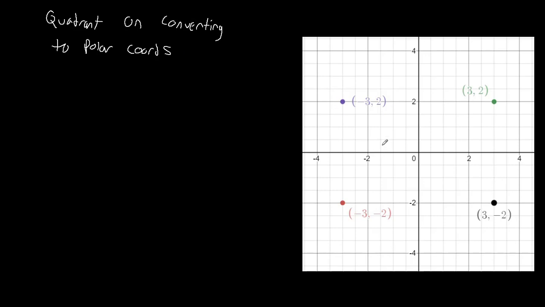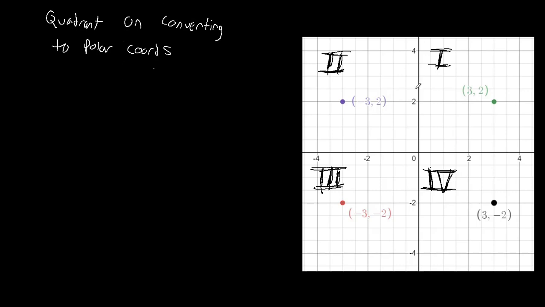Right, so I've got 4 different points here. This one we've already done before, where we are in quadrant 1. So in case you've forgotten, this is quadrant 1, and that's quadrant 2. This is quadrant 3, and then this is quadrant 4. What I want to do is talk about what happens when we convert to polar coordinates from 1, 2, 3, and 4, and talk about what you have to be aware of when you do those conversions.